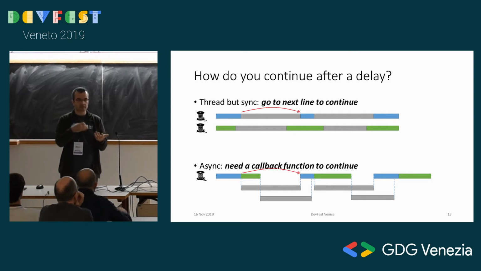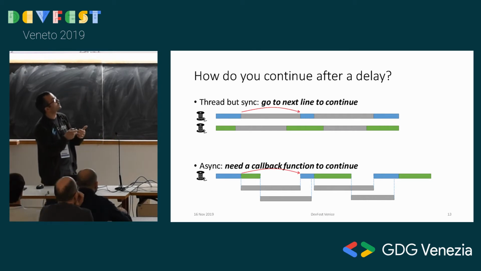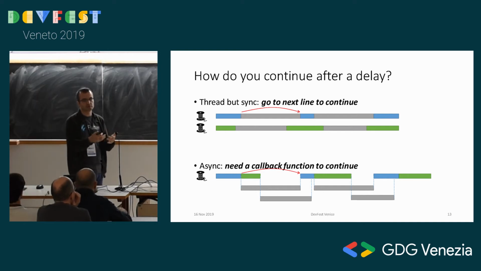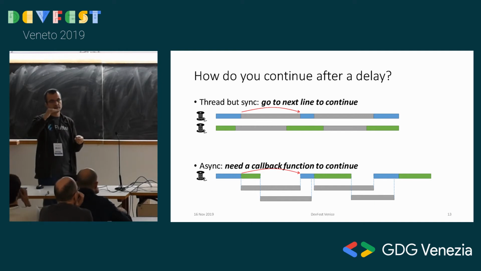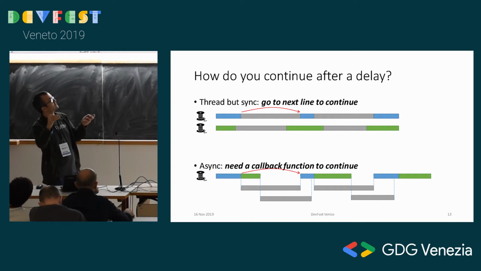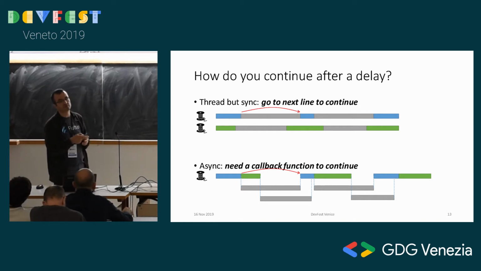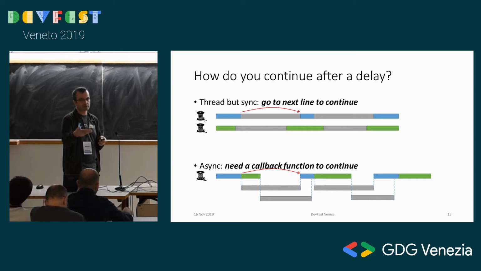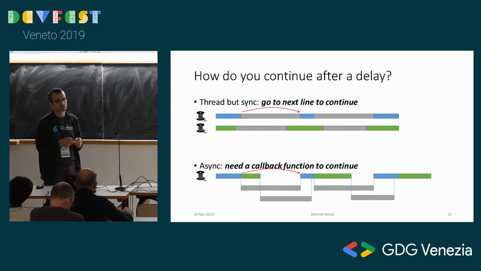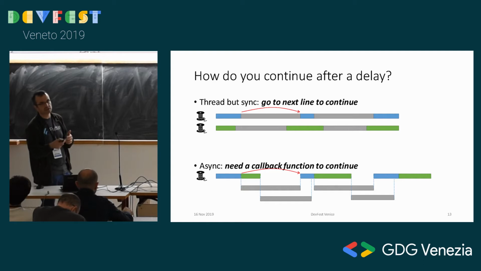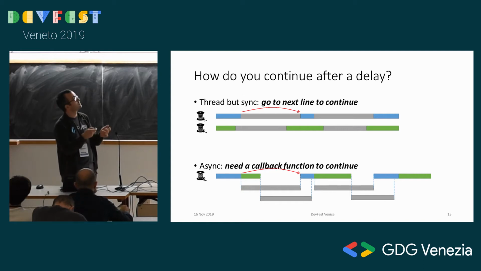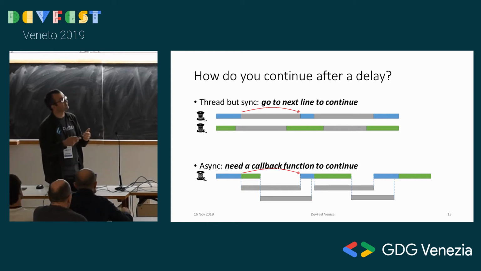So how do we get back to what we were doing, right? In a thread, in a synchronous world, it's easy because you're at line one, line two you go to, it's doing a network request, it just waits there, and when it's over, it goes to line three, right? That's how you wait. It's very easy, it's just very convenient for the programmer. But in this kind of situation, you have to create another function that will be called by the network system when the network thing is over. So it's more inconvenient for the programmer. That's why we sometimes do this, right? You need a callback function for that.